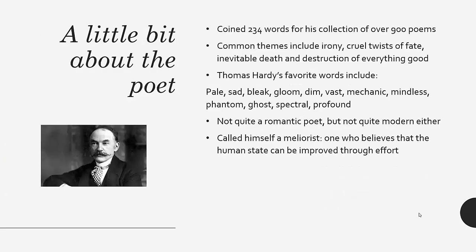Thomas Hardy coined 234 words for his enormous collection of poetry, well over 900 poems. Words that are most commonly used in Hardy's poetry include pale, sad, bleak, gloom, dim, vast, measureless, infinite, firmament, profound, blankness, mechanic, mindless, diurnal, pulse, phantom, ghost, spirit, and wraith. Hopefully, that gives you some idea of what his poetry is like. In general, it's pretty dark.